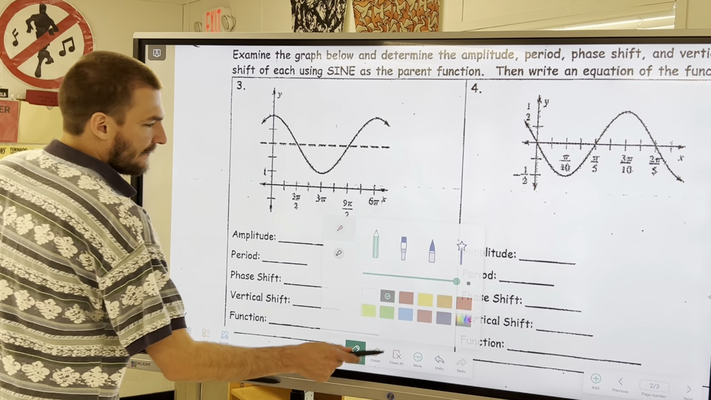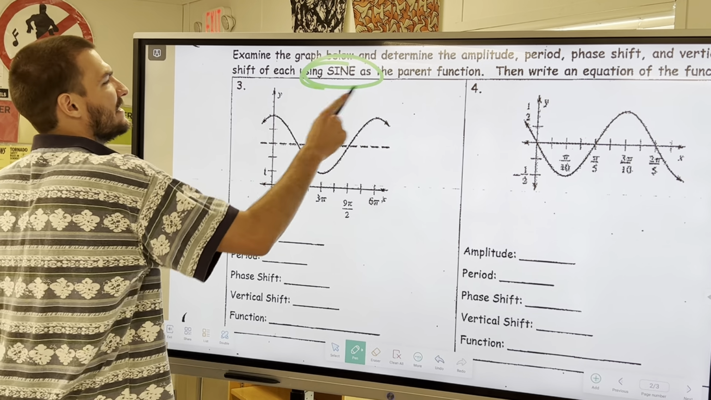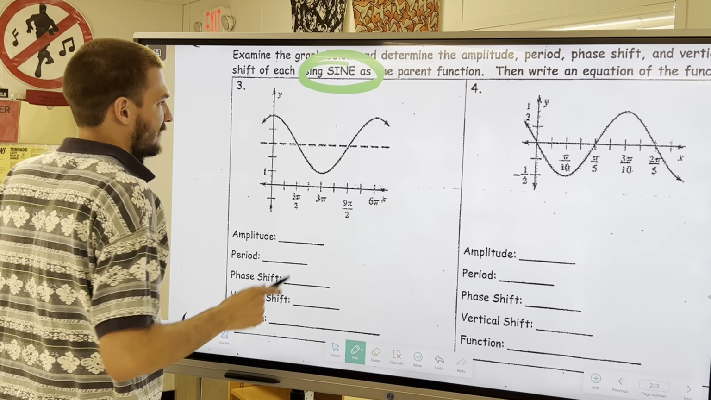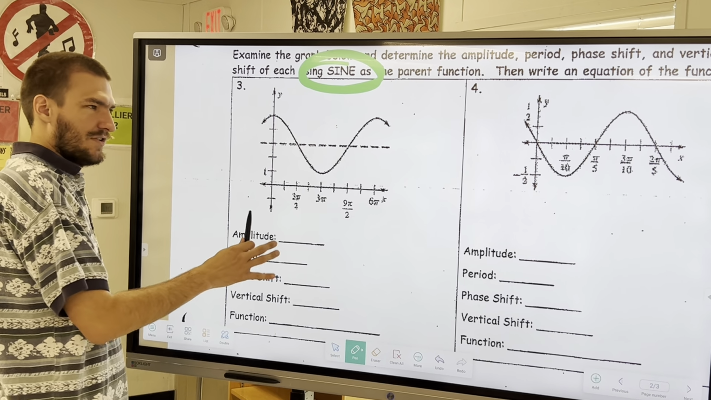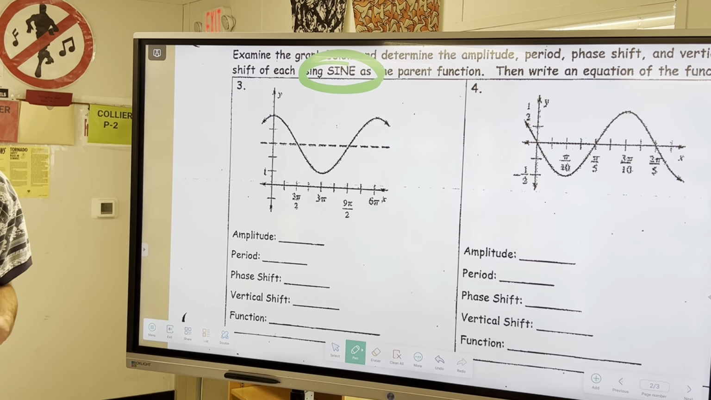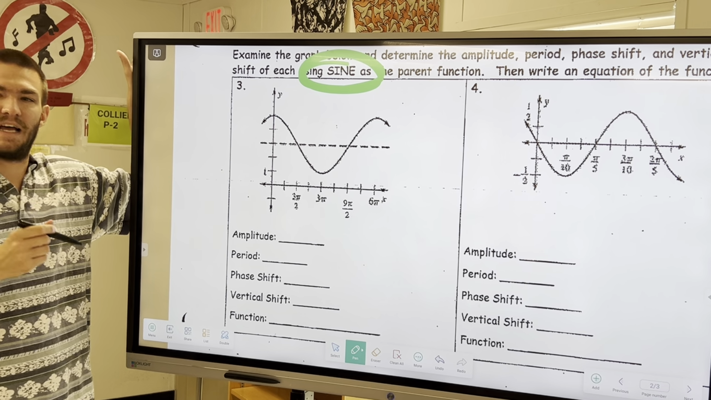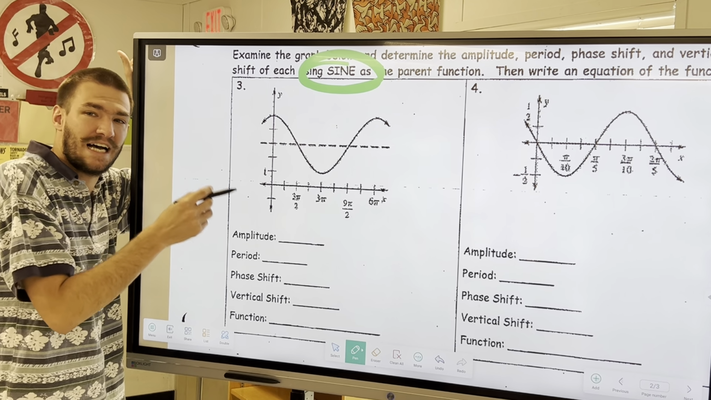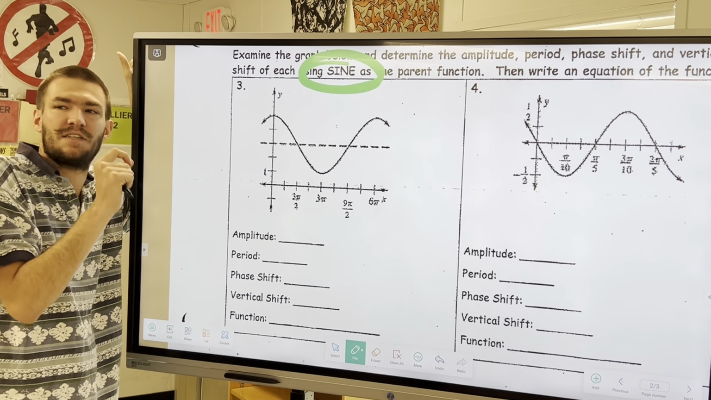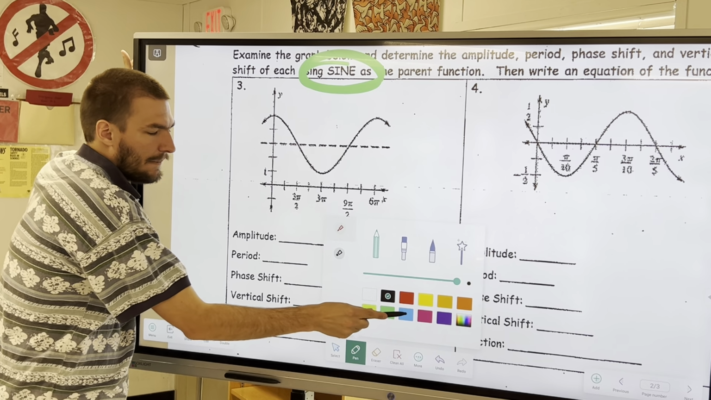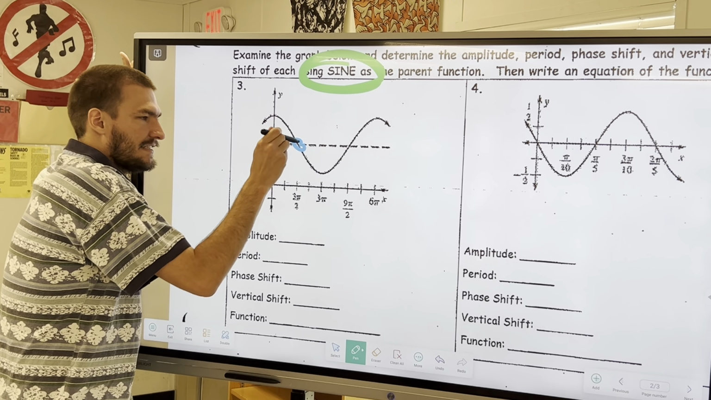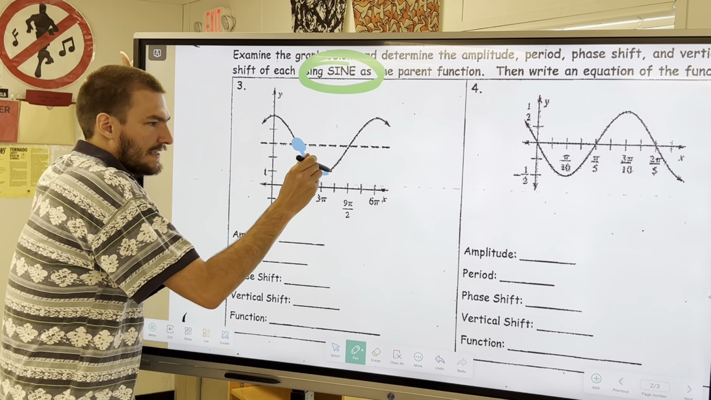Okay, these graphs want us to use sine. The first one is the harder of the 2. We need a sine. In order to pick a sine, we need to start at that kind of 0 spot. So I'm gonna pick this as the start of my sine graph.